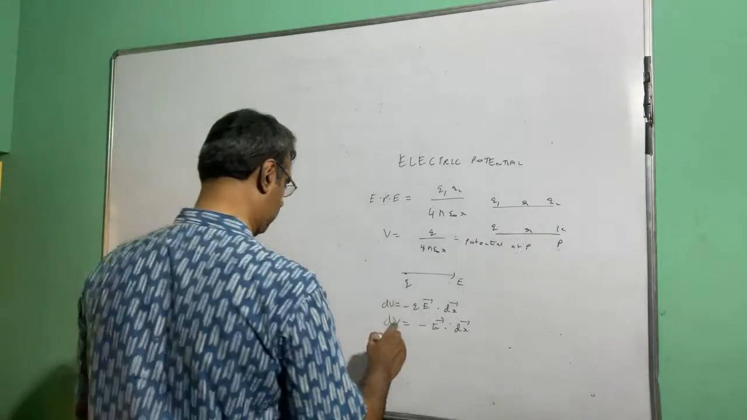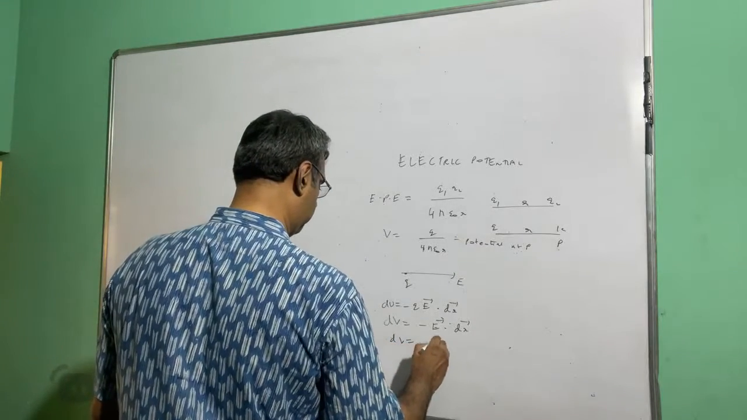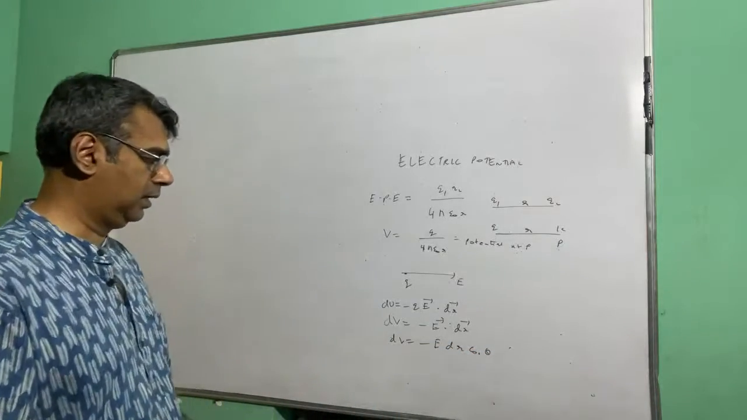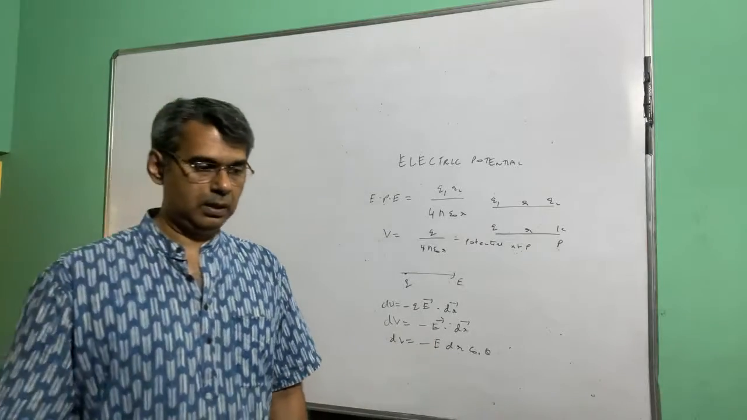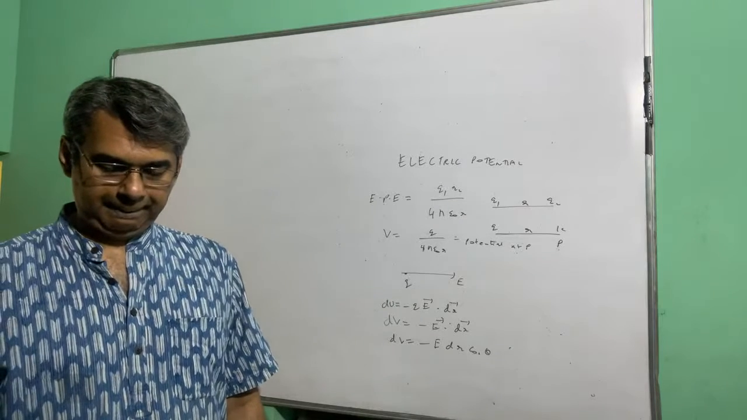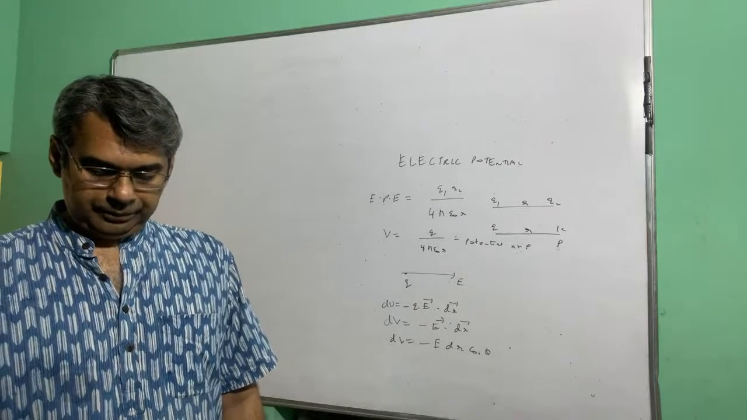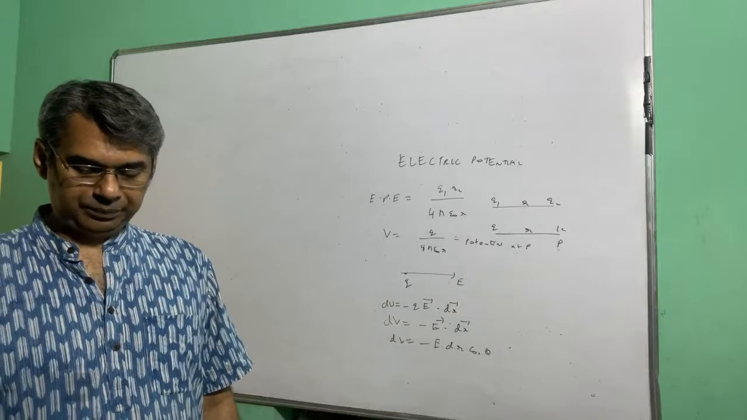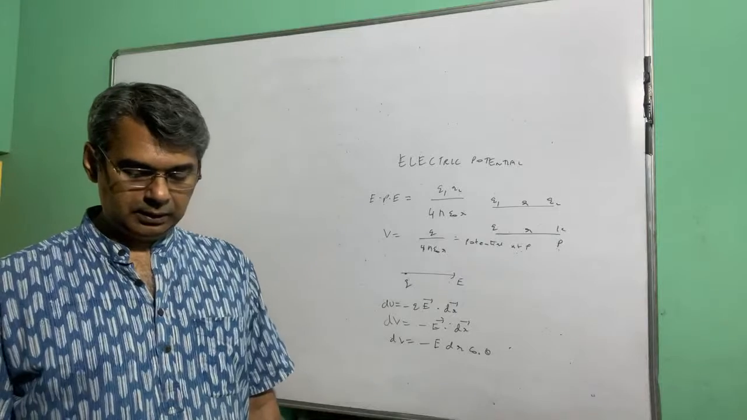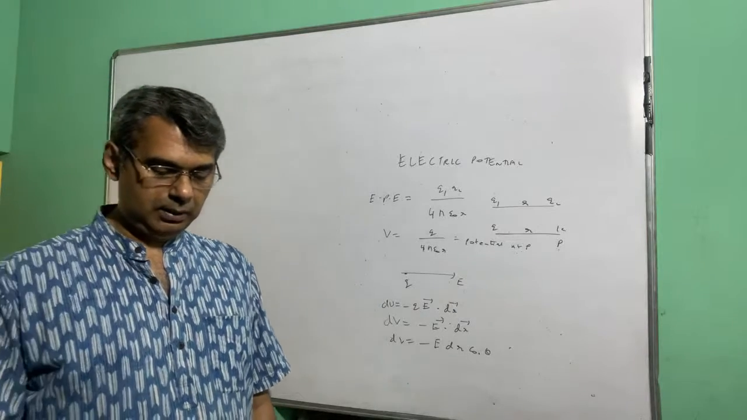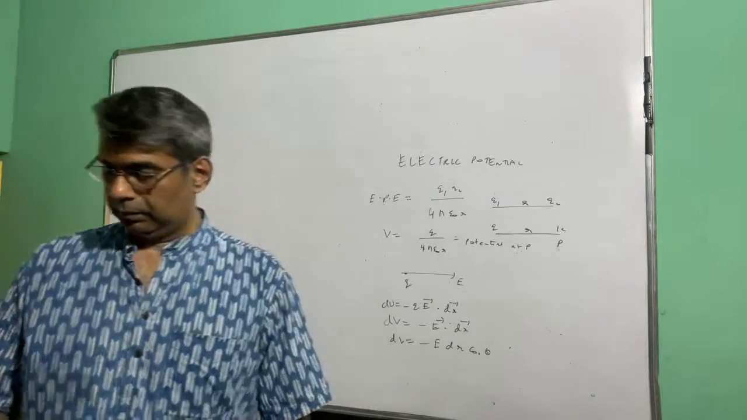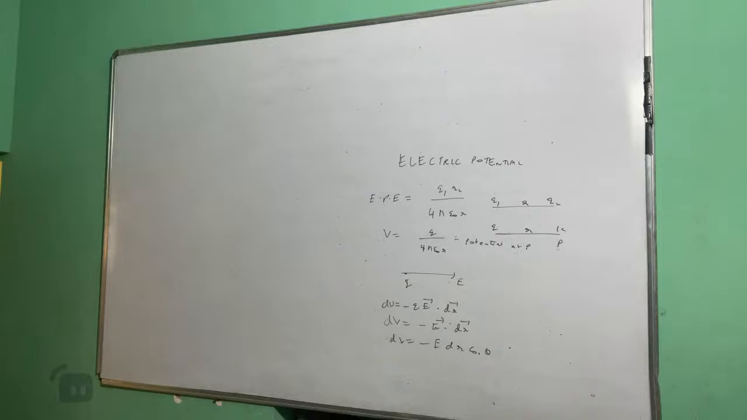Another thing is that if you remove the dot product, then it becomes minus E dr cos theta. So this minus E dr cos theta, we understand that it will be 0 when theta is 0.